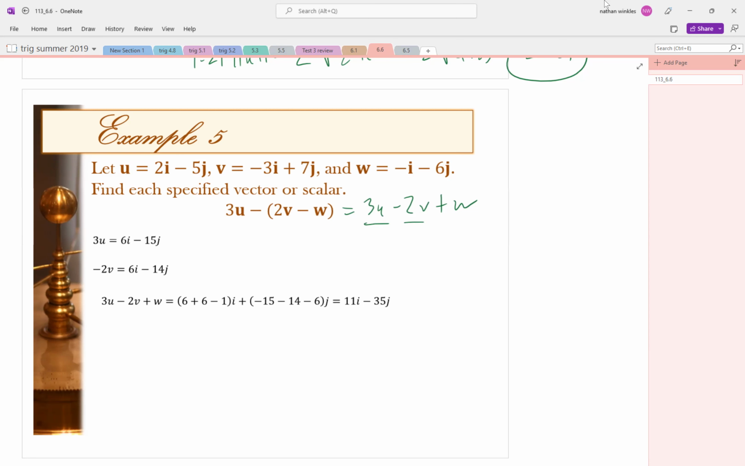So then I just did all of these. I took first component, first component, first component. So that's 6 plus 6 minus 1 times i. Then I took second component, second component, second component. So minus 14, minus 15, minus 14, minus 6. So I got 11i, and then I got minus 35j. So that's what my entire vector would equal. Several different ways you can do it, but to me, the easiest one is just build it up.